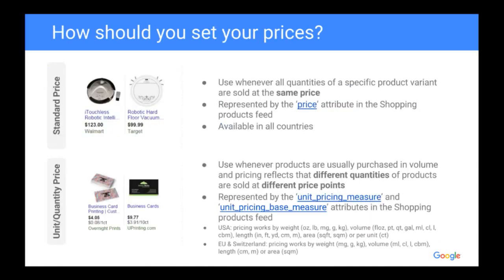Then, the next topic is one about prices. How should you set your prices? In most cases, you have a fixed price for your product. So let's say you're selling robot vacuum cleaners, as in the example at the top. One product may have the price of $123, the other one is $99.